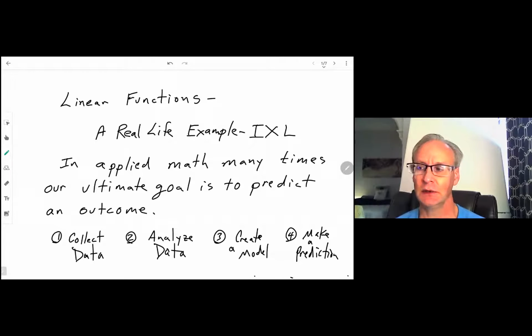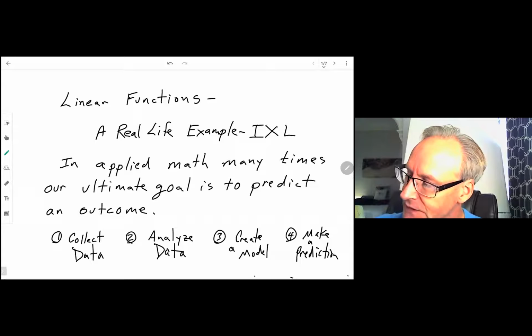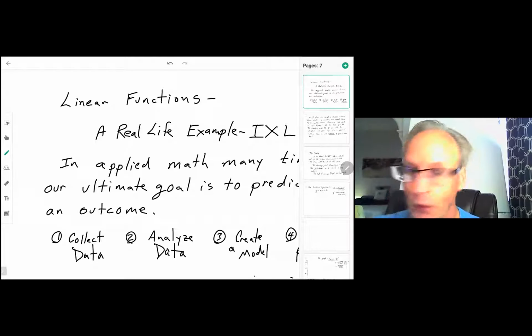And generally, in applied mathematics, there are four steps. We collect data, we analyze the data, we create a mathematical model, and we make a prediction. So I'm hoping to show you all four of those steps with an actual example. Not some fake real life example, but a real one.